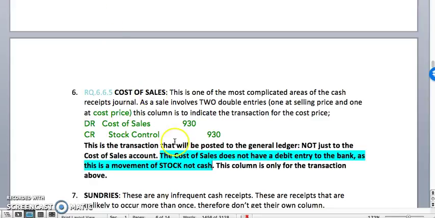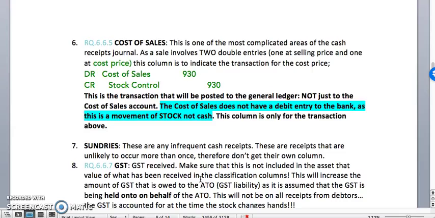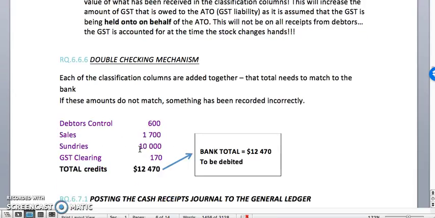It's there to make sure that we remember that we need to do it, but it is not affecting the bank. Again, sundries is for infrequent items, and then 10% of the GST. Double checking mechanism. Same deal, please remember not to put in the cost of sales. It will not work if you include the cost of sales. That needs to be excluded because it is not a movement of cash.